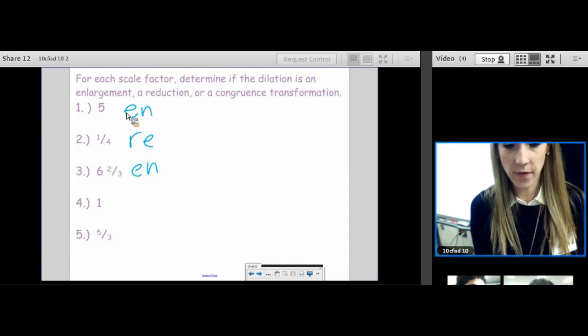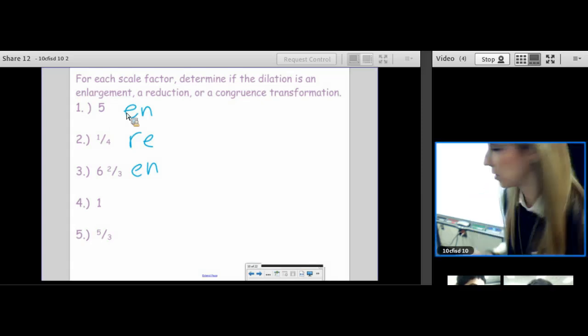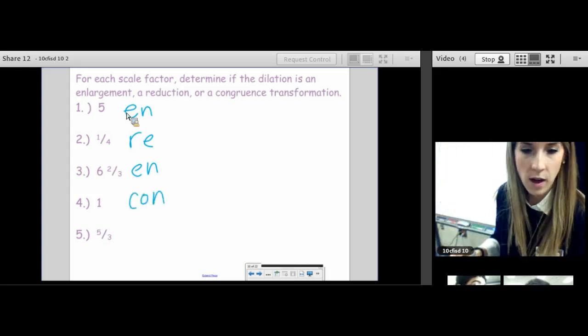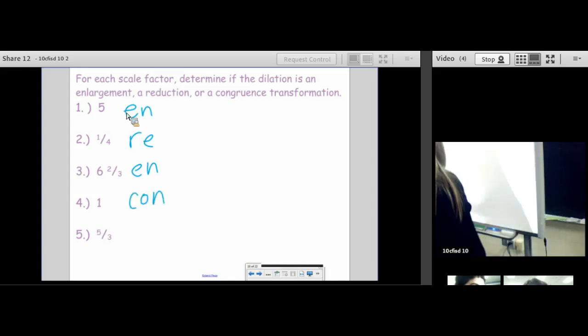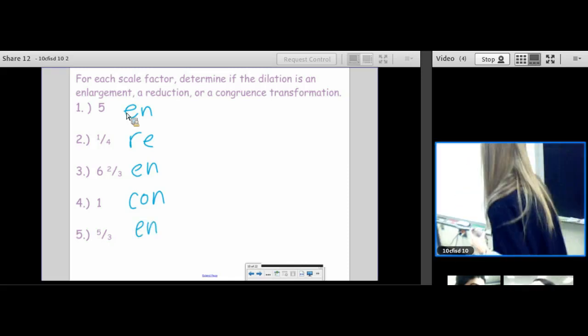And then Quan, number 5. Congruence, very good. And Quan, enlargement, very good. Because 5/3, even though it's a fraction, that one's greater than 1 because it's an improper fraction.